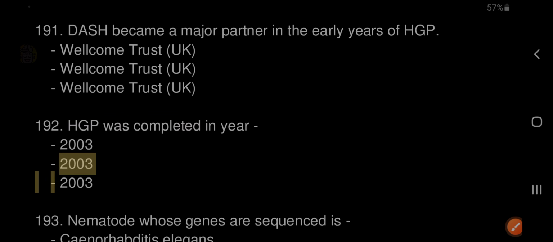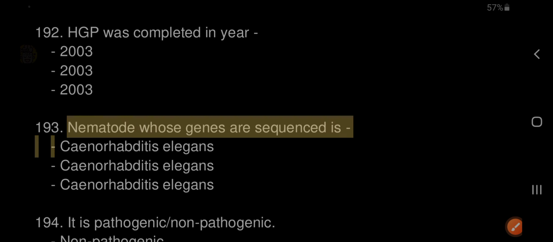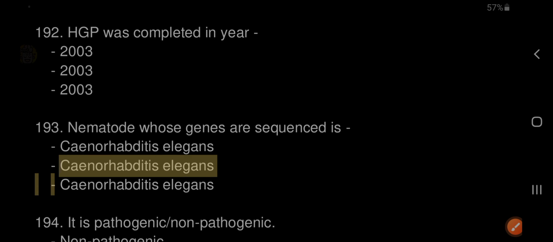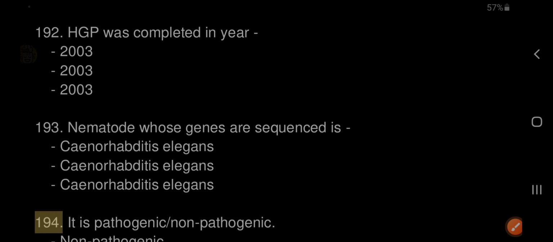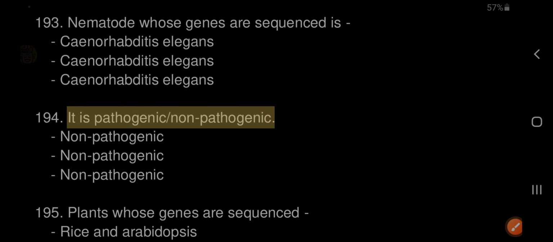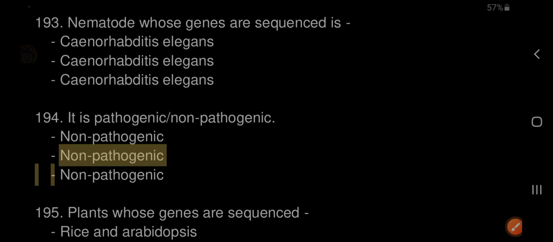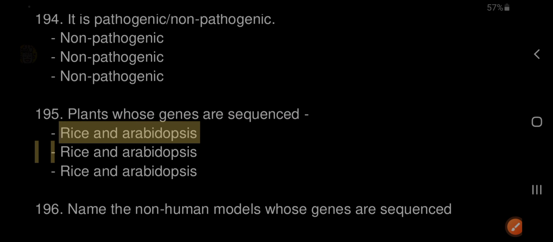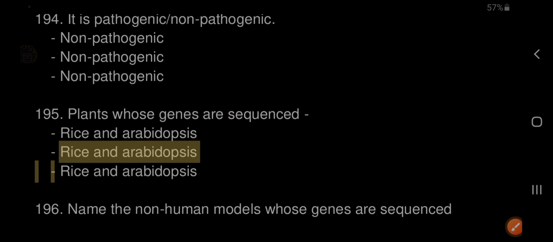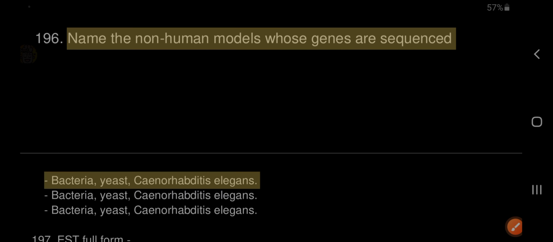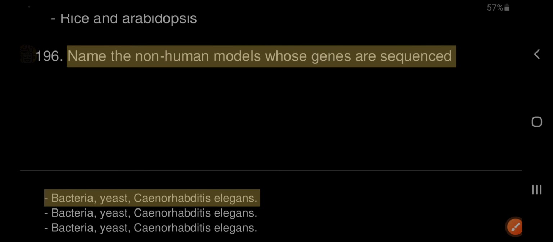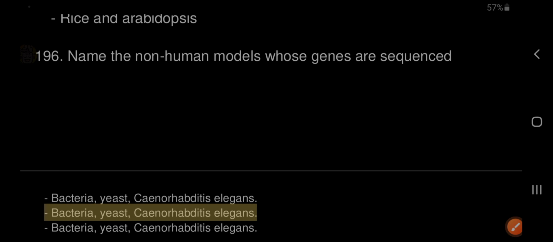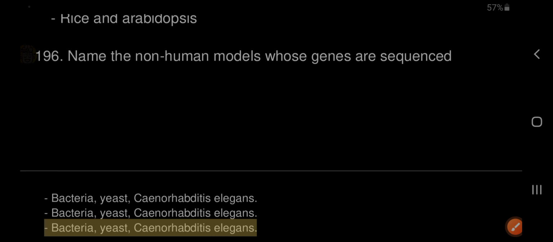193. The nematode whose genes are sequenced is Caenorhabditis elegans. 194. Is it pathogenic or non-pathogenic? Non-pathogenic. 195. Plants whose genes are sequenced: rice and Arabidopsis. 196. Name the non-human models whose genes are sequenced: bacteria, yeast, Caenorhabditis elegans.